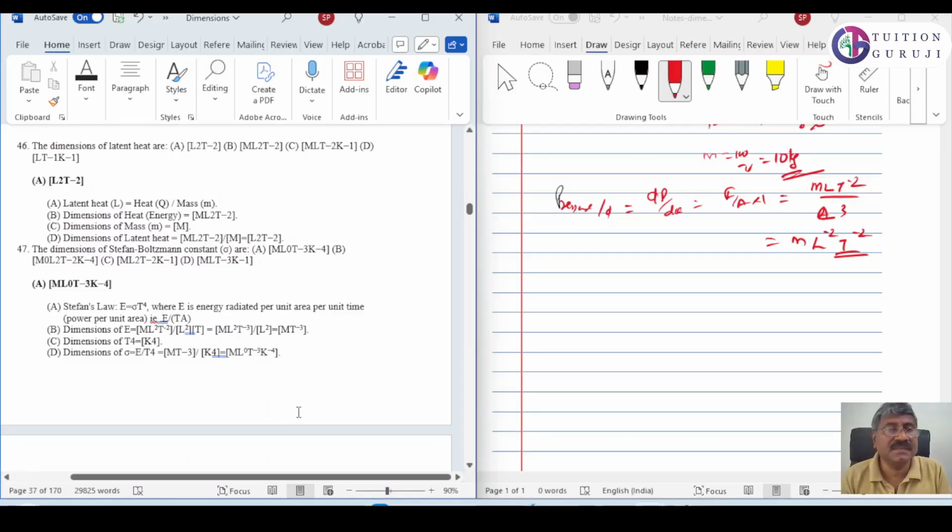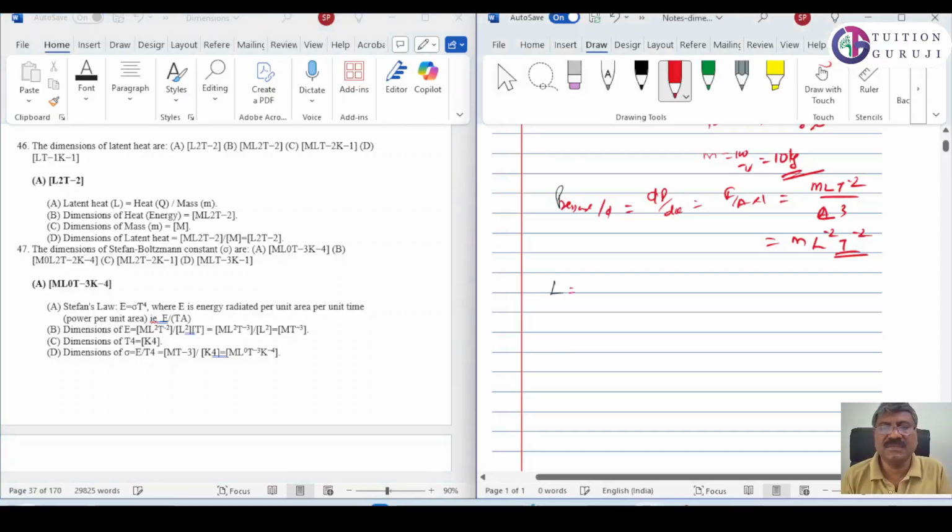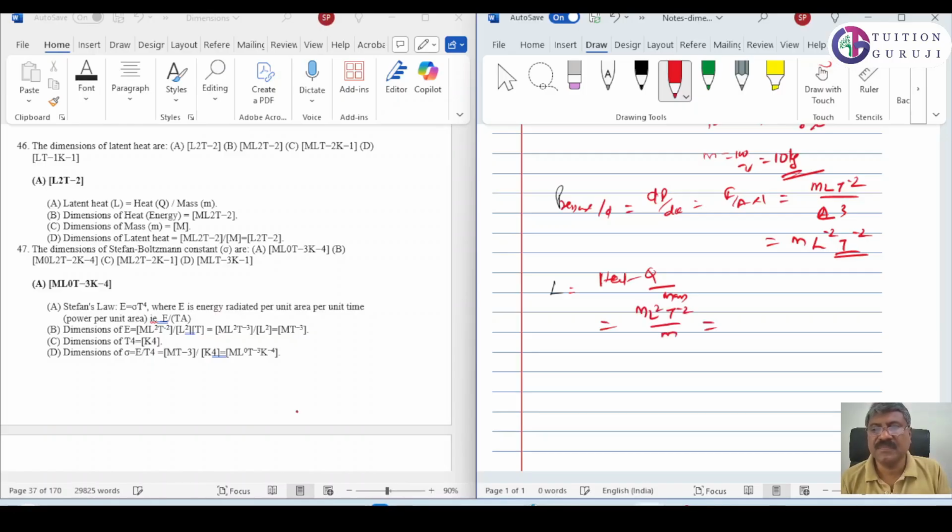The dimensions of latent heat. So latent heat L is equal to heat Q divided by mass. So Q is nothing but heat energy. Energy is M L square T raised to minus 2, divided by M. So it will be L square T raised to minus 2.